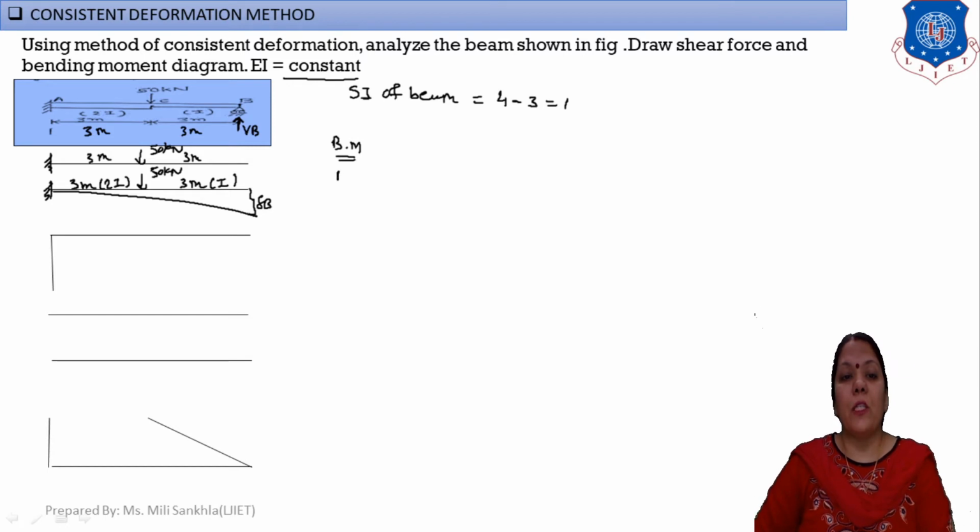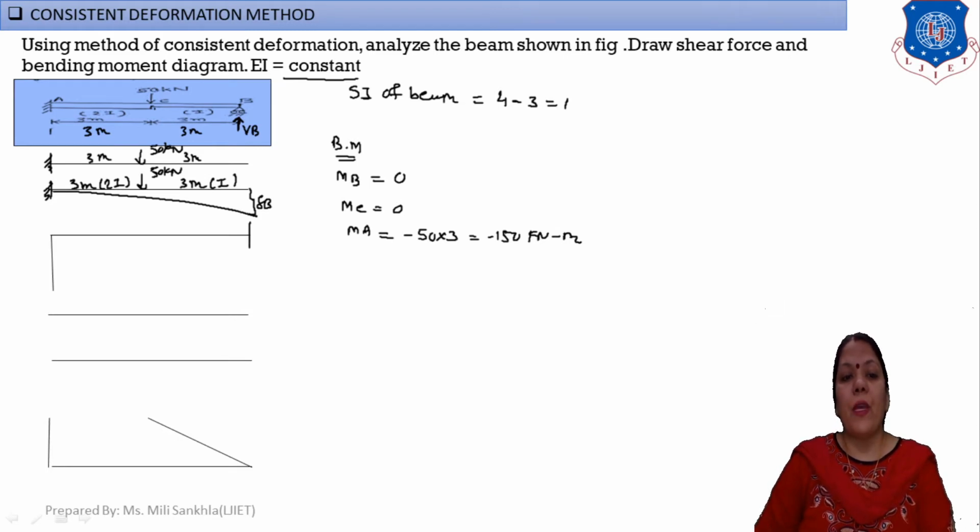Now find the bending moment due to the external load. Here our first point is MB, second is MC, and third is MA. At MB our moment is equal to 0. At MC again the moment is equal to 0, and the moment at A is 50 into 3, clockwise on the right-hand side, so minus 50 into 3 is equal to minus 150 kilonewton meter.